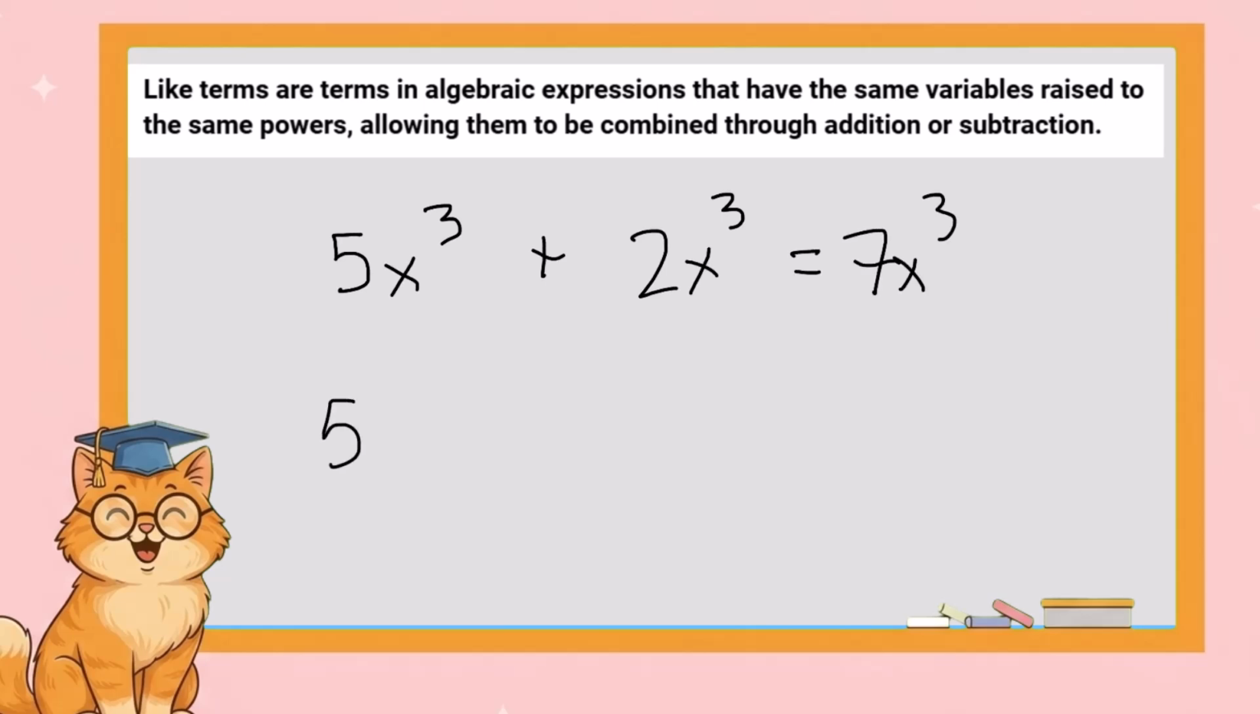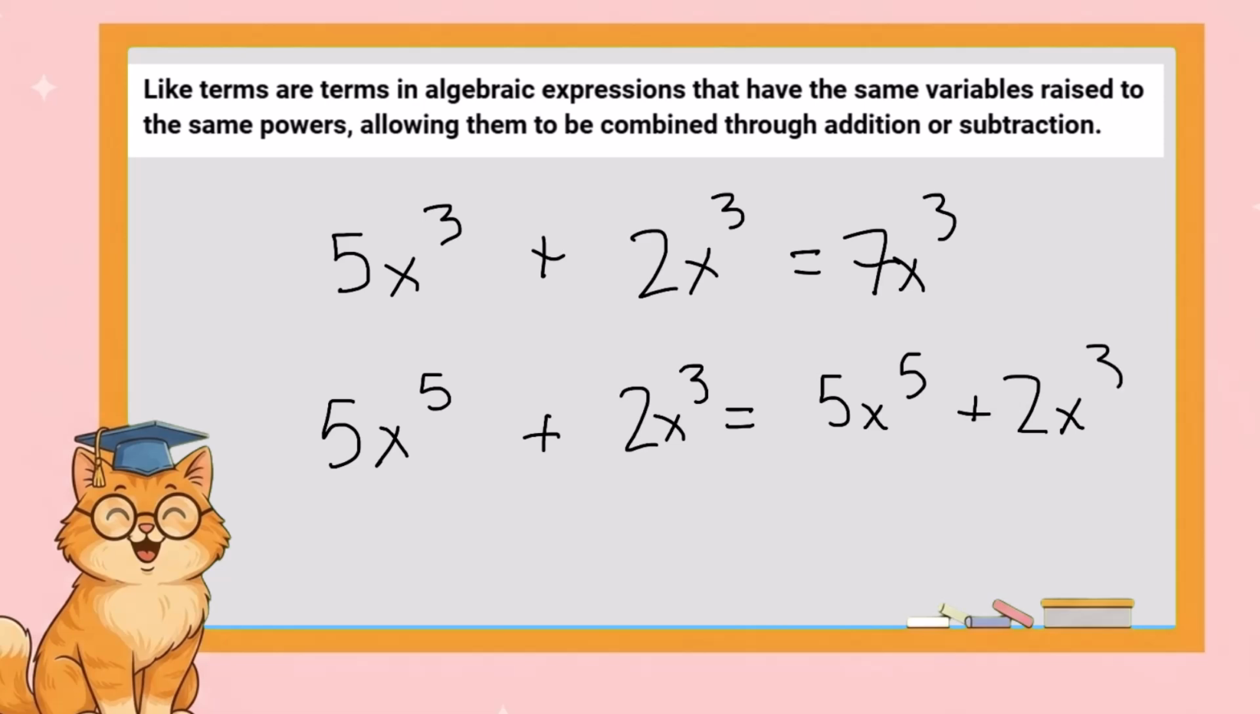However, in the same sense, if I did 5x to the fifth plus 2x to the third, and I told you to find what that equals, because they're different, they're not like terms. There's no way to combine these two, so you'll just end up with the exact same thing again. So that's the whole point of why we do this exercise.